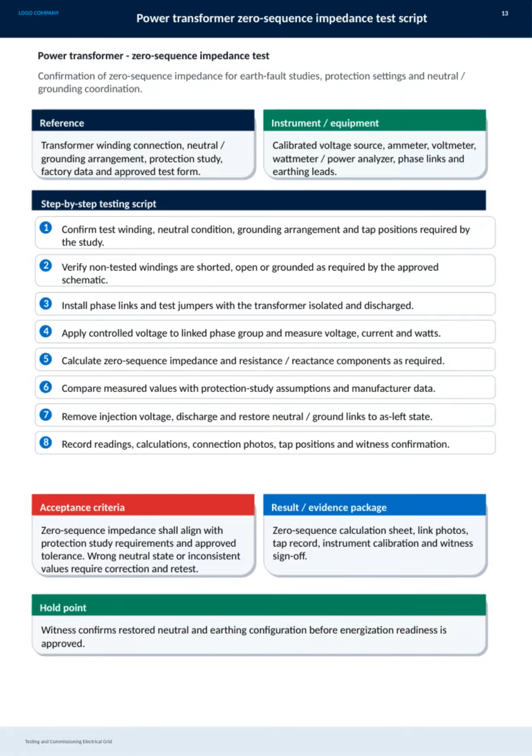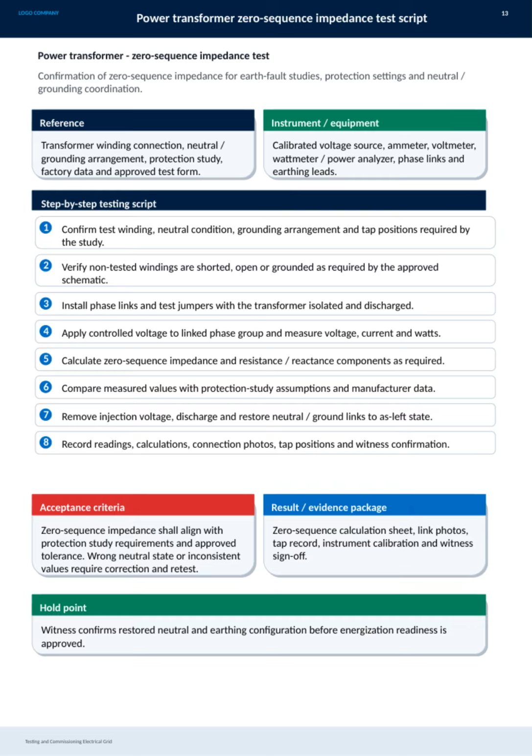After testing, the injection voltage is removed, equipment is discharged, and neutral and ground links are restored to their original state. All readings, calculations, photos of connections, tap positions, and witness confirmations are documented thoroughly. For acceptance, zero-sequence impedance must fall within the approved tolerance and align with protection study requirements. Any discrepancies, such as incorrect neutral state or inconsistent values, require correction and retesting.